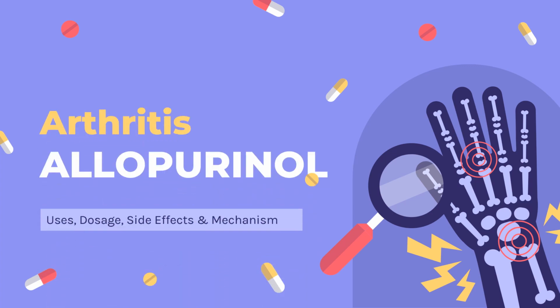Allopurinol is a xanthine oxidase inhibitor used to reduce urinary and serum uric acid concentrations in patients with gout, recurrent calcium oxalate calculi, and various malignancies. In this video, let's find out: What is allopurinol? What is allopurinol used for? Contraindications. What are the side effects of taking allopurinol? How does allopurinol work? How to use allopurinol?